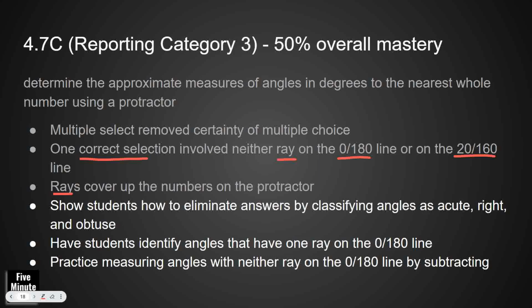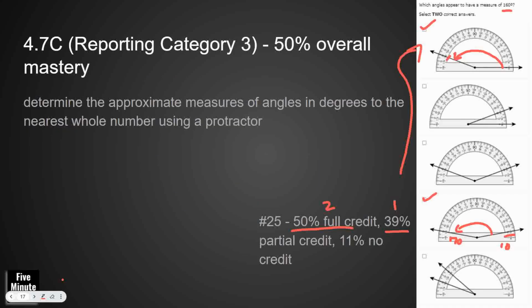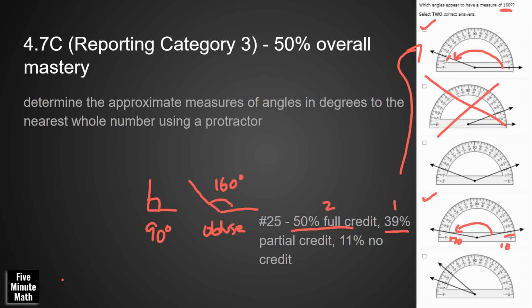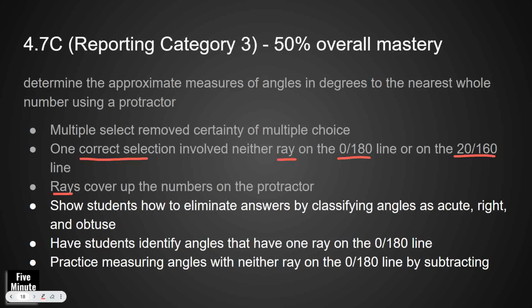So we can show students how to eliminate answer choices. We didn't do this, but look, you're looking for 160. If they know that your right angle is 90 degrees, then your 160 is going to be pretty big. It's going to be obtuse, right? It's going to be an obtuse angle, which means let's get rid of that one and let's get rid of that one. Those are two acute angles. We could have immediately eliminated 2 of the 5 answers and had to only choose 2 out of the last 3. That would have greatly increased our odds.